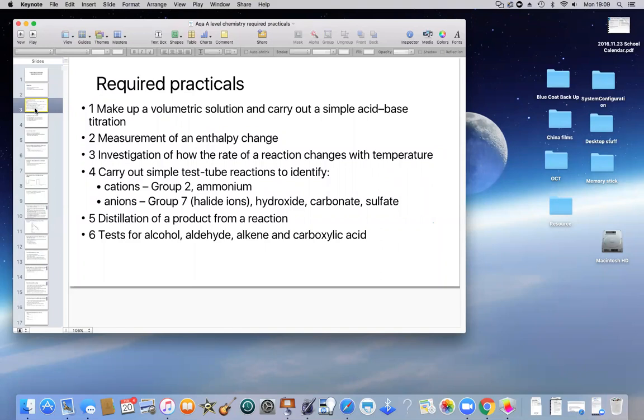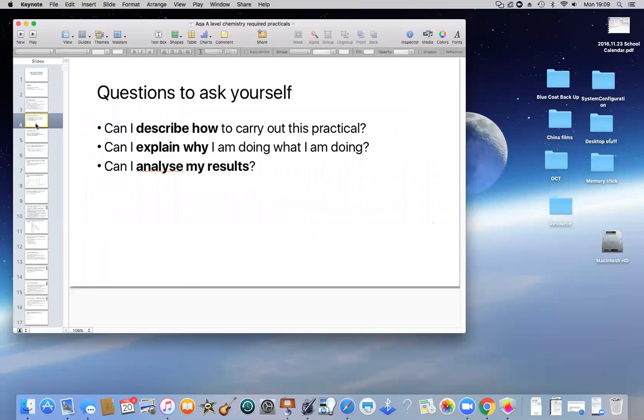Then we have the test tube reactions. These are similar to test tube reactions you've done at GCSE. Some of them are a little bit more involved. We'll come on to that as well. Distillation of a product from a reaction and the organic tests, the test for the alcohol, aldehyde, alkene, and carboxylic acid functional groups.